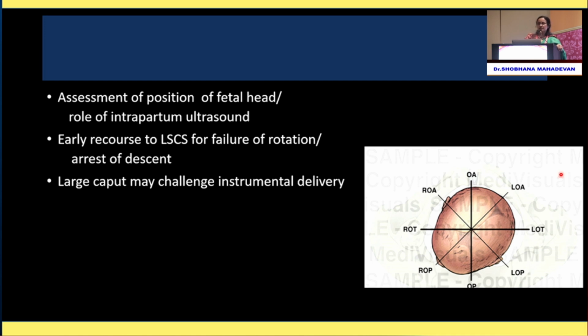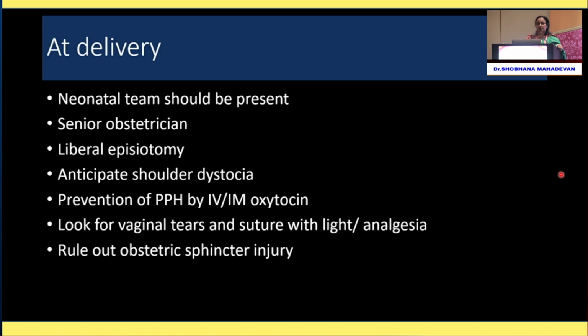And when there is failure of rotation and arrest of descent, early recourse to cesarean section with senior input is very important. And if you are doing an instrumental delivery, make sure all the criteria for instrumental delivery are fulfilled. For this, you need to know the position and the station. Here again, intrapartum ultrasound will be very useful. And the presence of a large caput can be challenging.